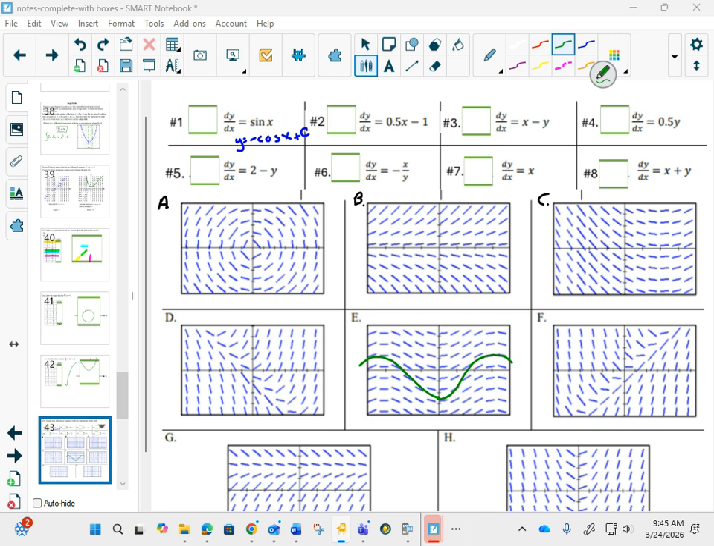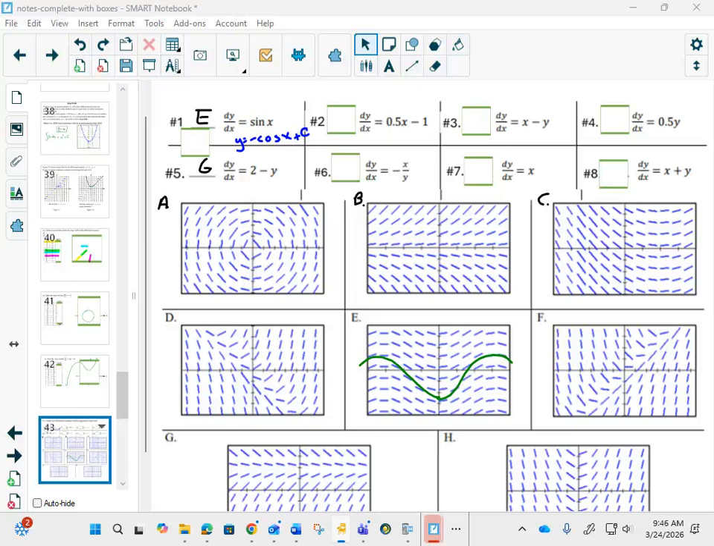You see how I follow the slope lines? And wait for it. Oh, what? There. Perfect. I guess I kind of gave away 5. It's going to be E.